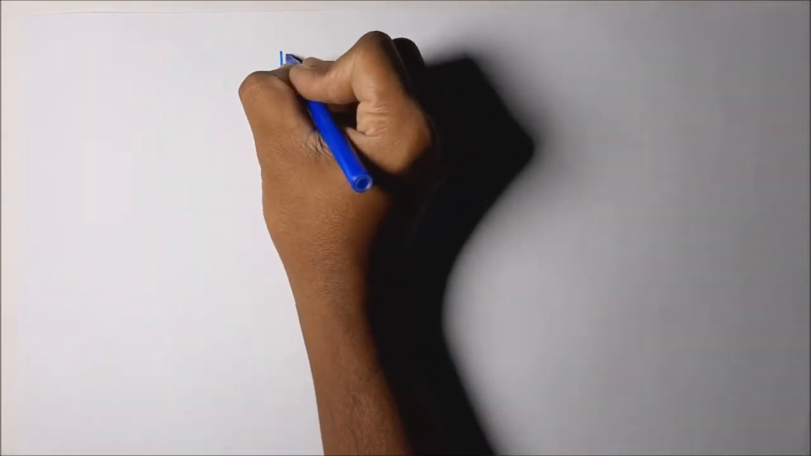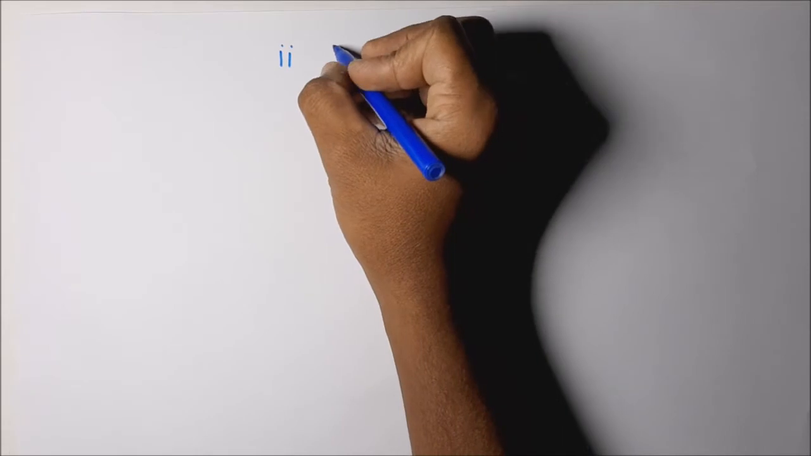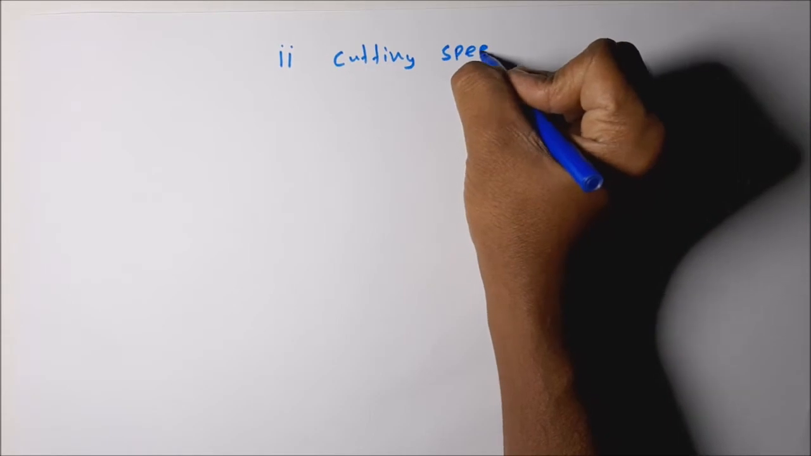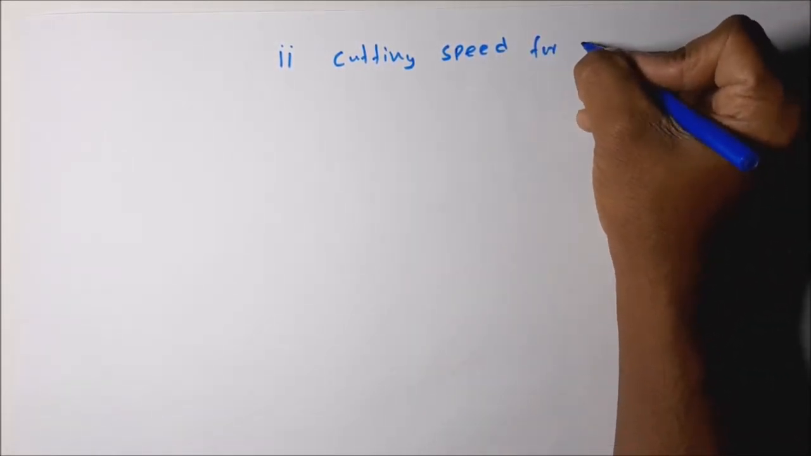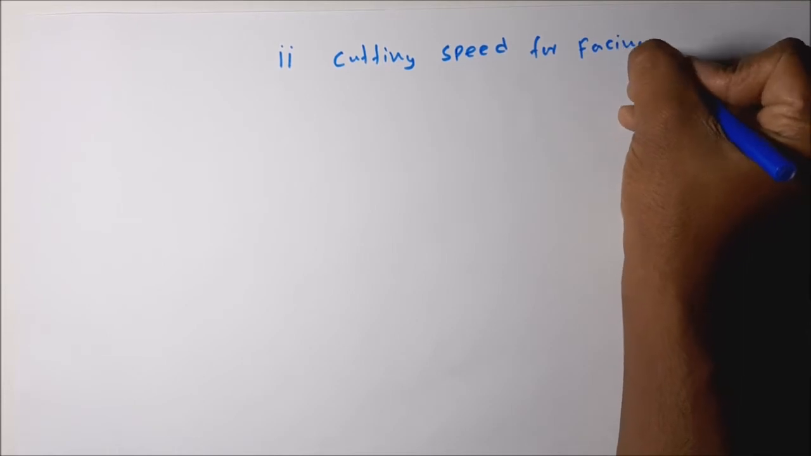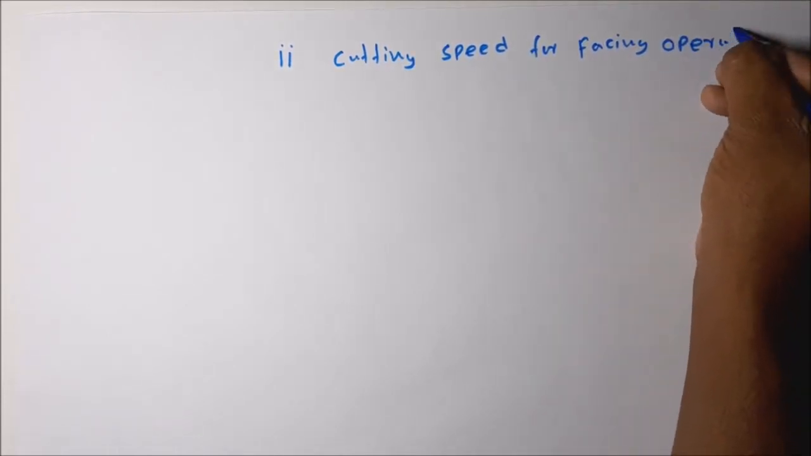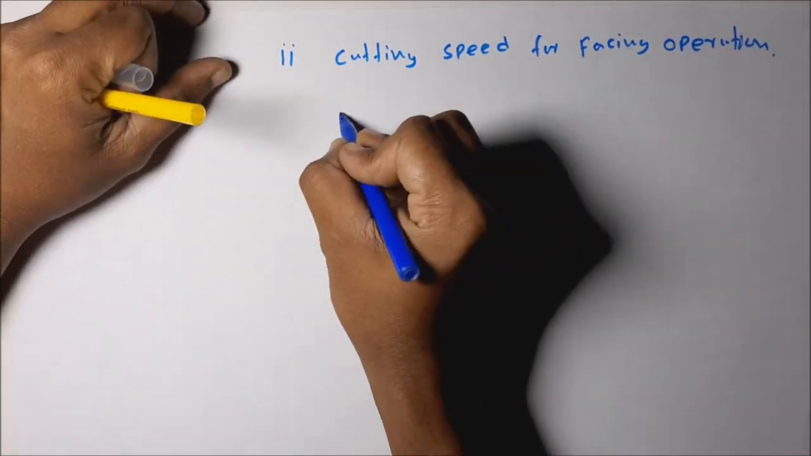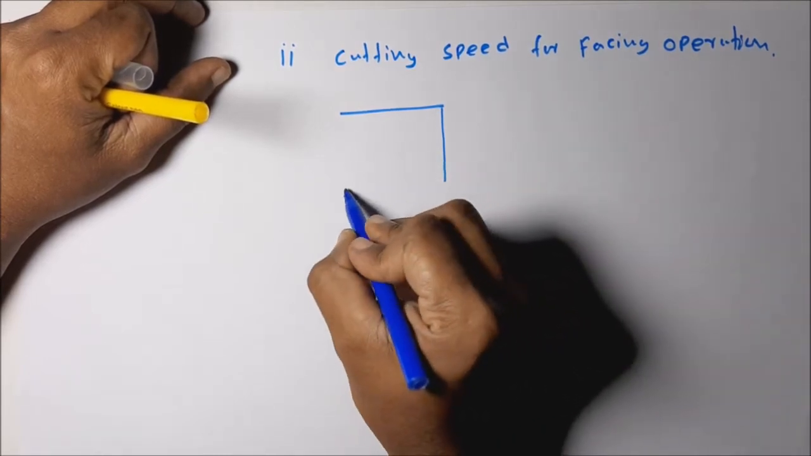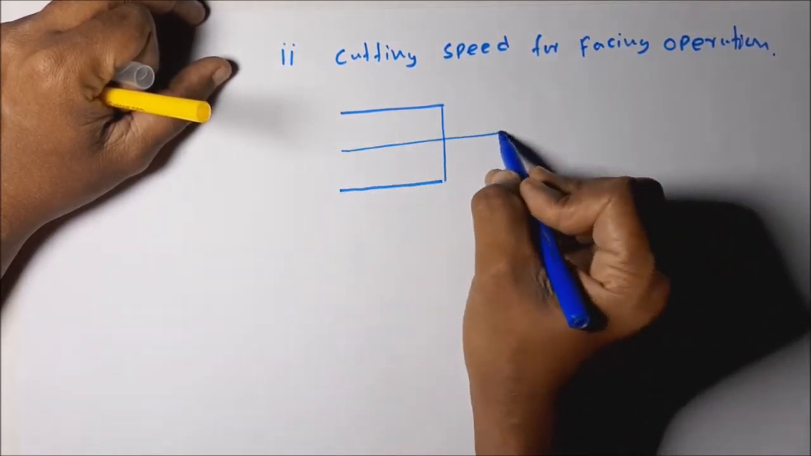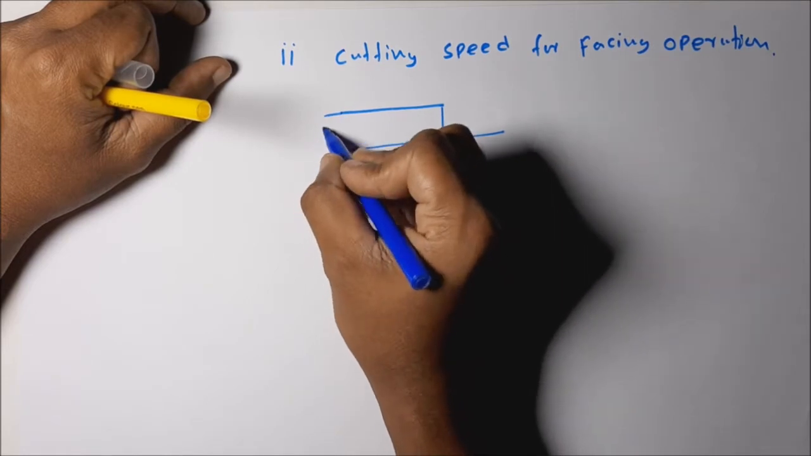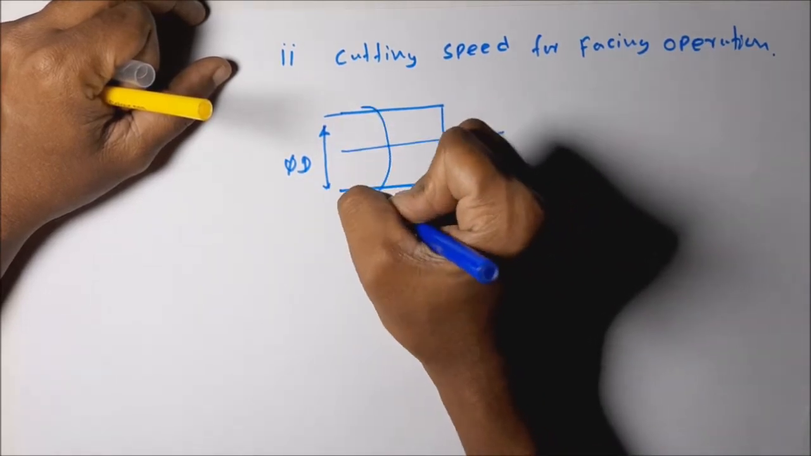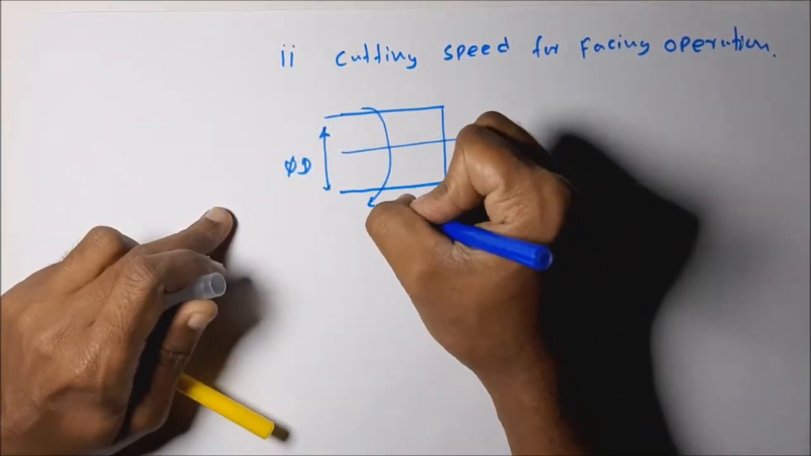Okay, next we are going to discuss cutting speed calculation for the facing operation. What happens in a facing operation? Let's take this as the workpiece having the diameter D, rotating about this axis with N RPM.